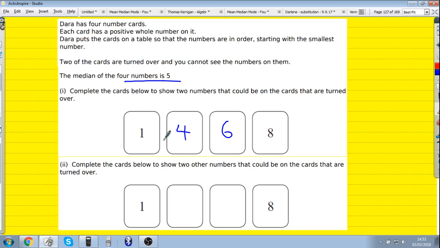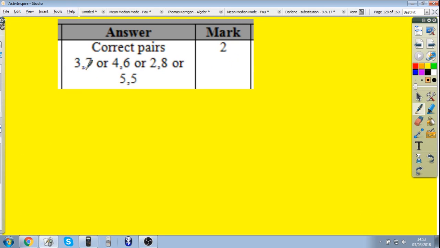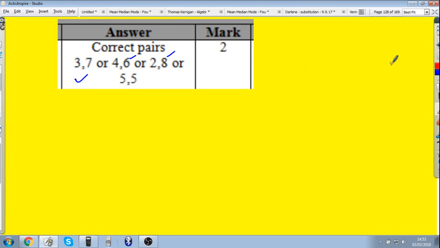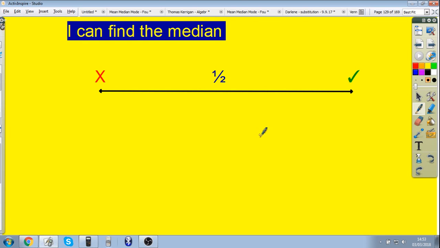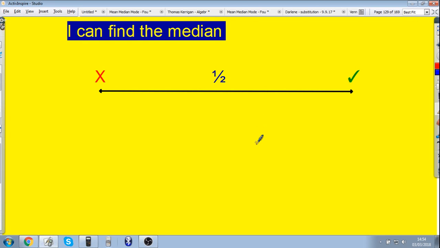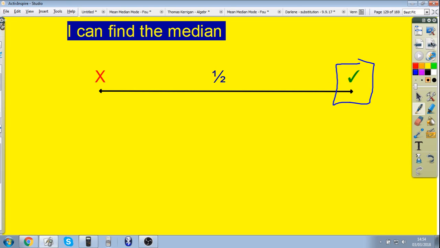All right, so 2 and 2 and 8. Can it be 8 twice? Yeah, 2 and 8 is fine. Could have been 3 and 7 as well. So 3 and 7, 4 and 6, 2 and 8, or 5 and 5. Okay, I can find the median in general. So that's all the mean, median.